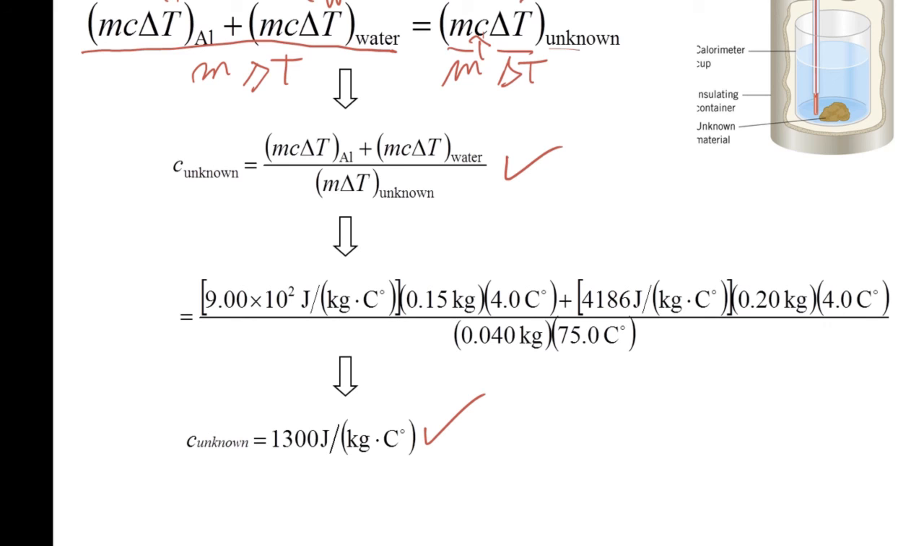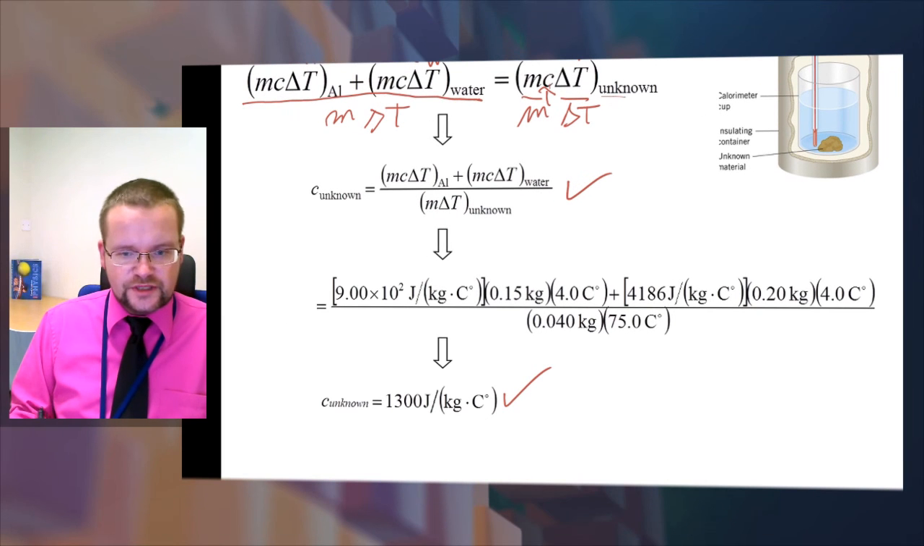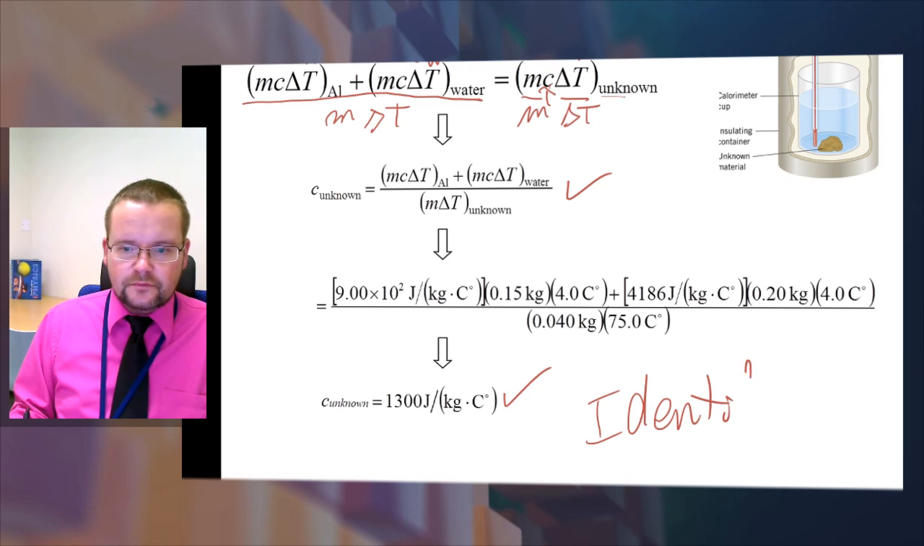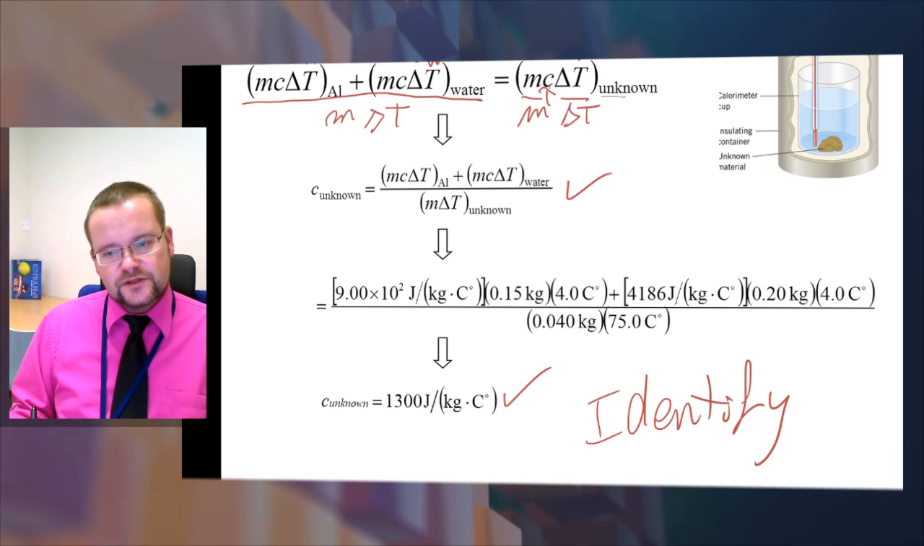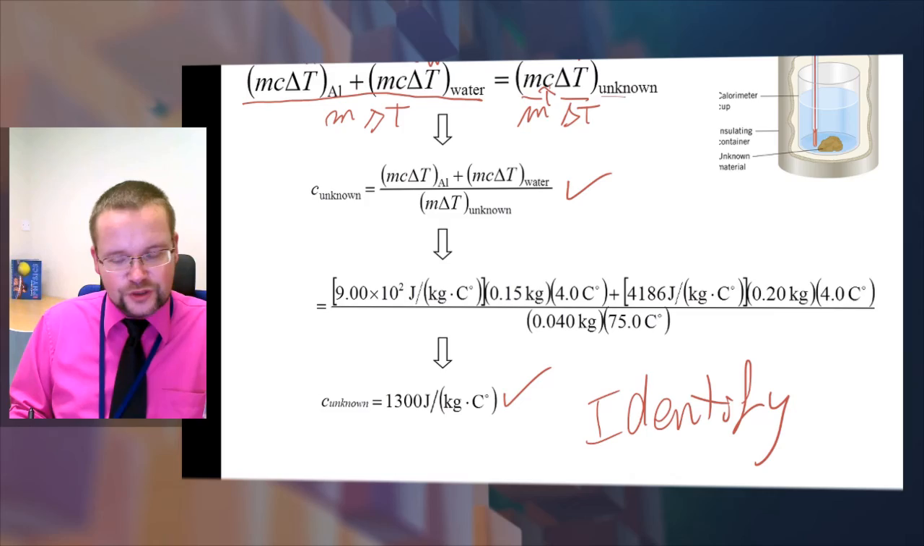It's often the task, when we find an unknown C, to identify the substance from a table. We did have a table that we looked at before, and if you get a value in the lab, you'll have to take a best guess as to what type of metal you have.